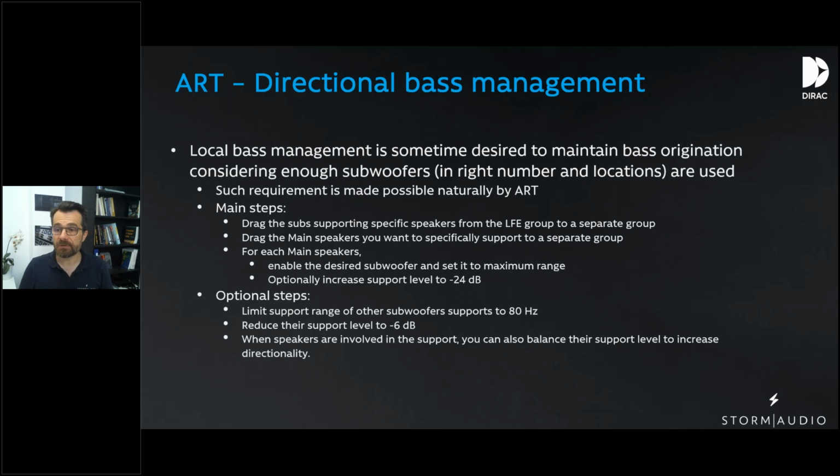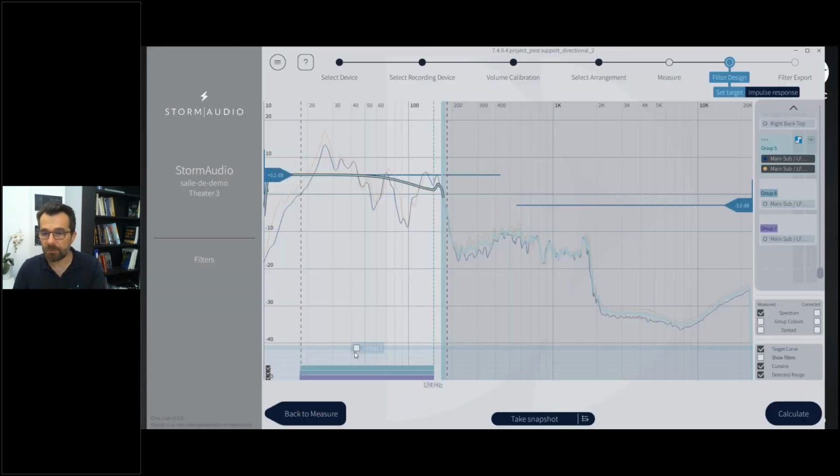Optional steps. The optional step, as I mentioned, is if you have additional subs. So what did I say here? Okay, directional bass management for each main speaker, that is covered. Limit the support range of the other subwoofers, and reduce the support level to -6 if you wish. That depends on the number of subwoofers that you have in the capability. That's about it. Let me go back to the tool to illustrate what we just mentioned.